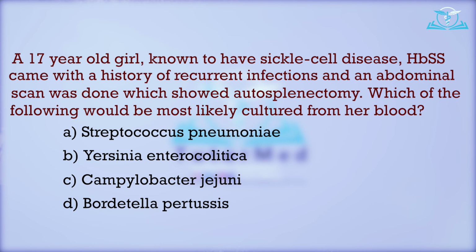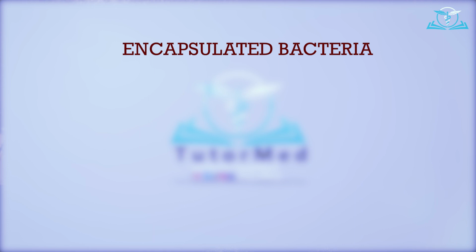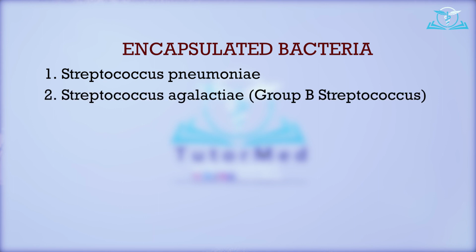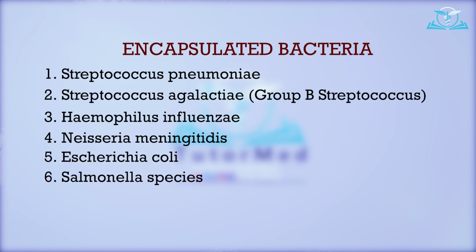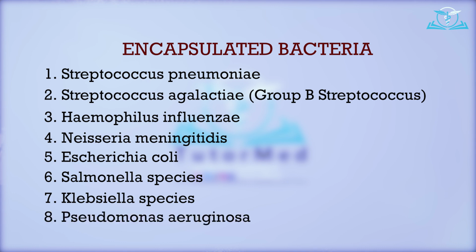And so what are the encapsulated bacteria in microbiology? Let me give you a list, although this list is not exhaustive. We have Streptococcus pneumoniae, then Streptococcus agalactiae, which is sometimes called Group B Streptococcus. Remember that Streptococcus pneumoniae featured in our question, option A. Then we have Haemophilus influenzae, Neisseria meningitidis, Escherichia coli or E. coli, Salmonella species, Klebsiella species, and then Pseudomonas aeruginosa.